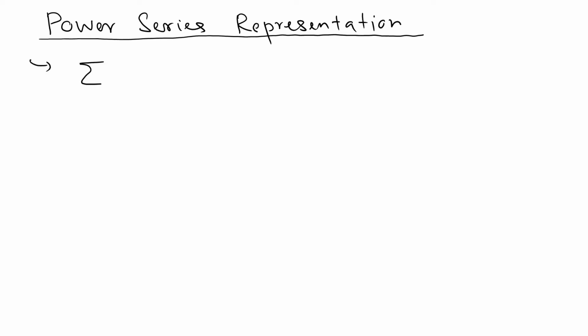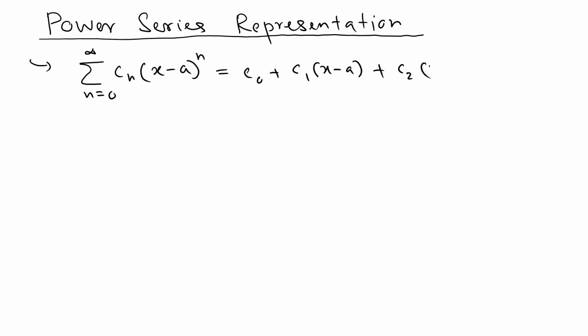We know that the standard form of a power series we can write like that: the sum of Cn, some kind of coefficient, times x minus a to the n. This is a standard form. If you look at the first few terms, the first term is C naught, and then we have C1 times x minus a, and then C2 times x minus a squared, like that. So that's the idea.